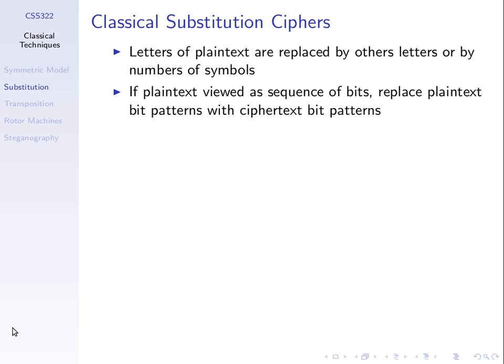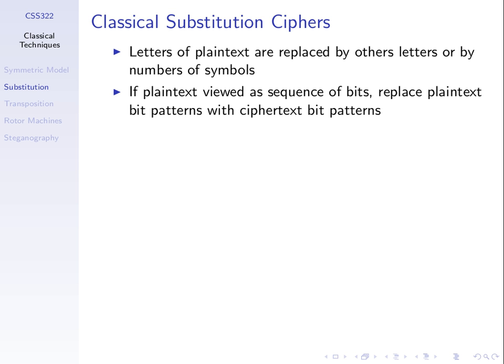In substitution techniques, if we think of the language of the plain text as the English alphabet, it could be a different alphabet. It could be the Thai alphabet. It could be numbers. We define it as the English alphabet. Then we take some plain text letters and replace them with others. We substitute with others.